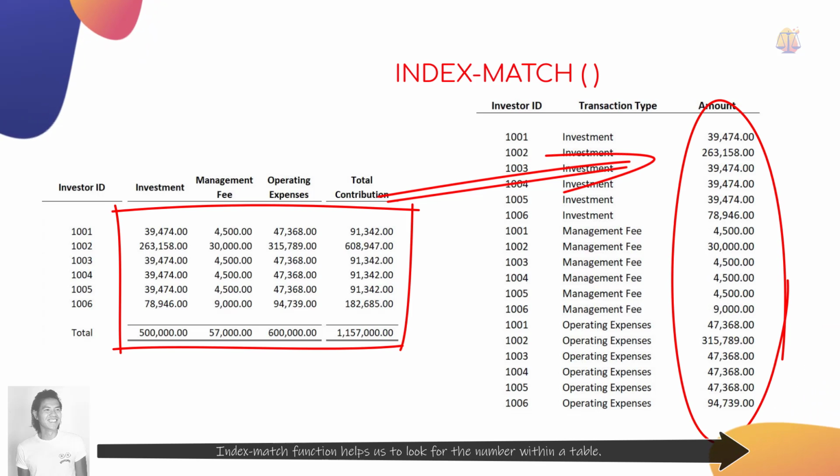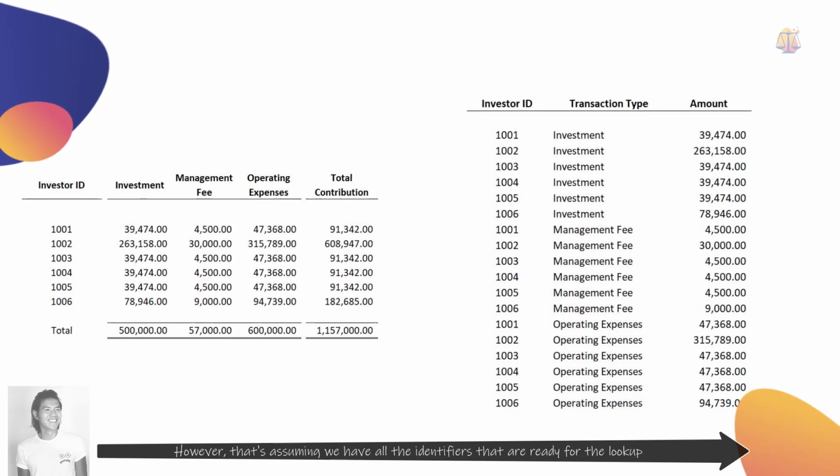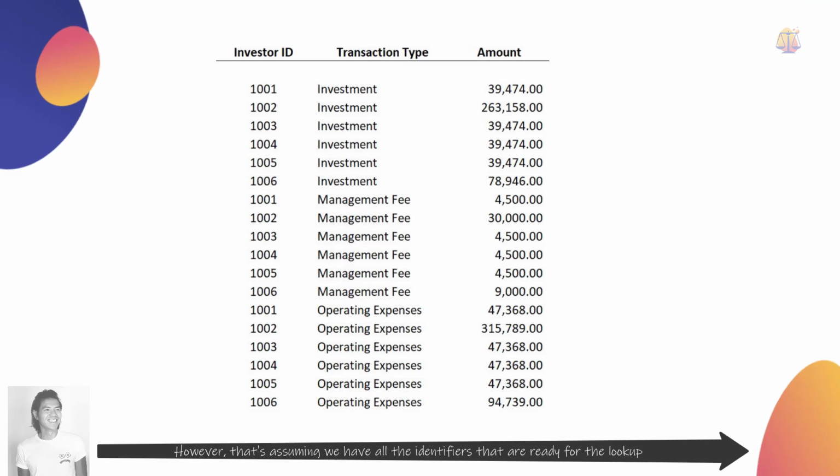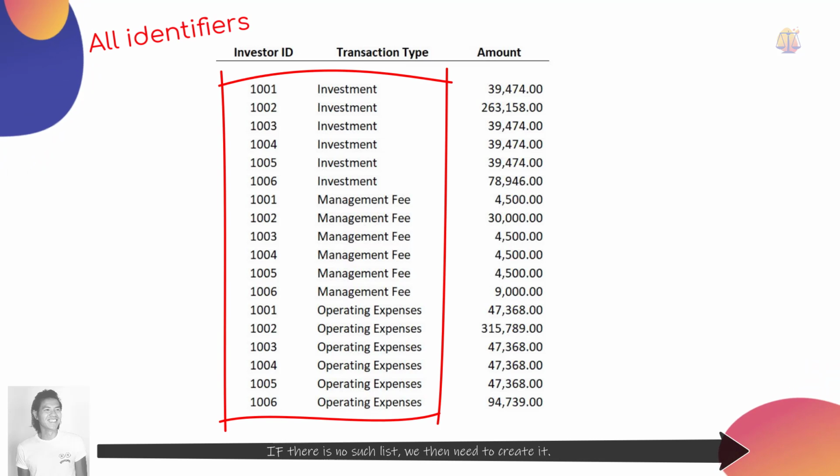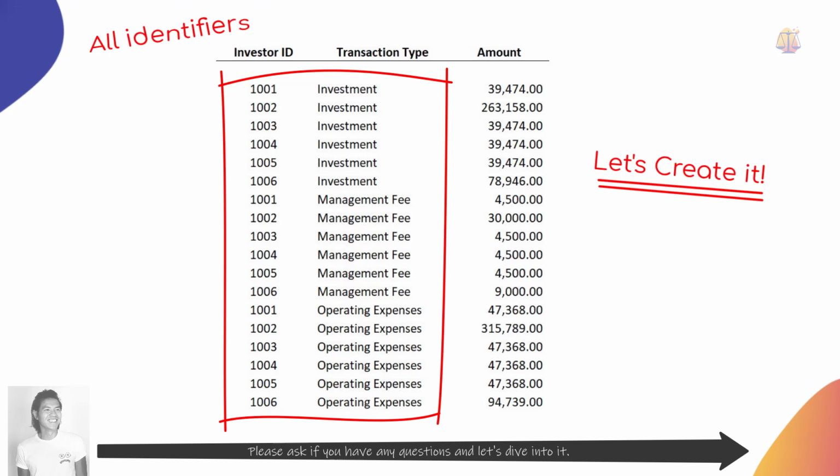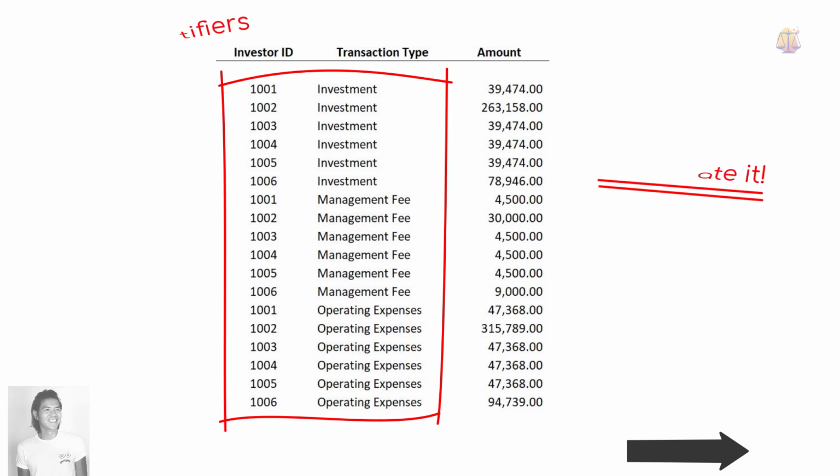The index match function helps us to look for the number within the table. However, that's assuming we have all the identifiers that are ready for us to do the lookup. If there is no such list, we then need to create it. Please ask if you have any question and let's dive into it.